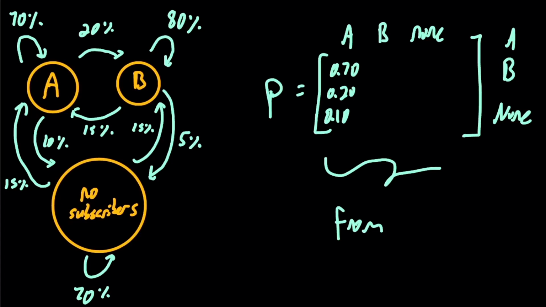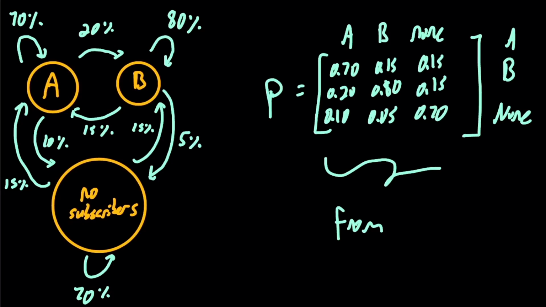So from B to A, we have 15%. So that's going to be 0.15. And from B to B, we have 80%, which is 0.80. And from B to none, we have 5%, which is 0.05. Hopefully you guys got that one. So we already did columns A and B. I'm going to let you guys do the third column for those without a satellite subscription.